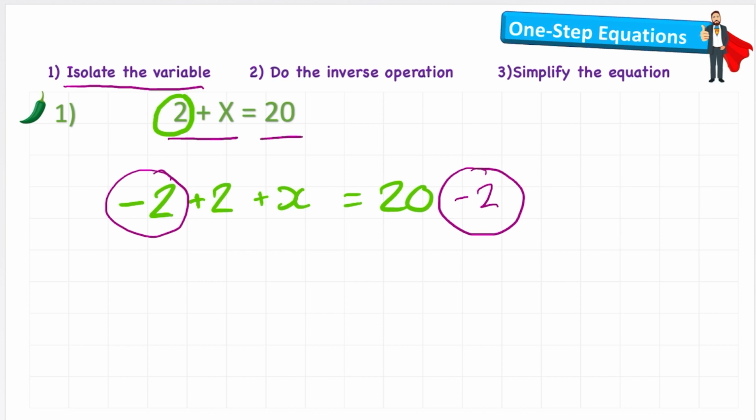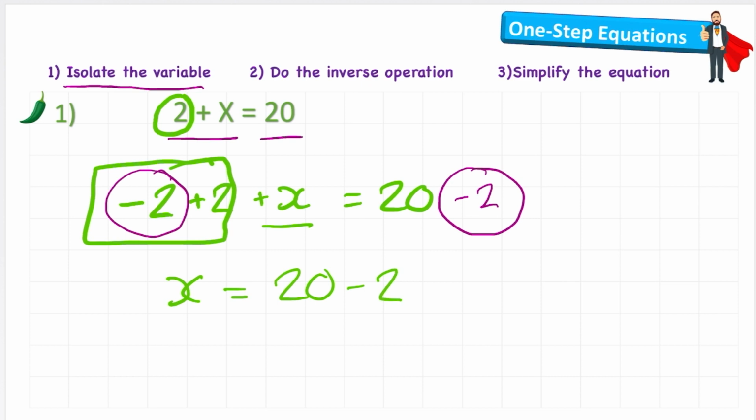There we go. Now I can write the next line, and it will say negative 2 plus 2. So this part here is actually just going to cancel itself out and become a 0. So we don't need it, and I'm just going to put my x. So x equals 20 minus 2. Now I can solve this and say x equals, well, 20 minus 2 is 18.